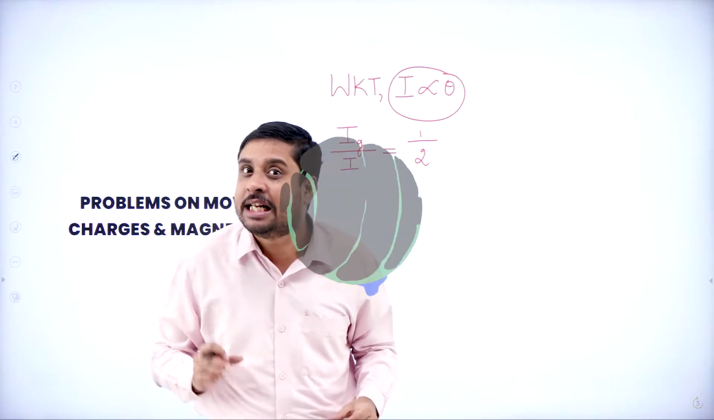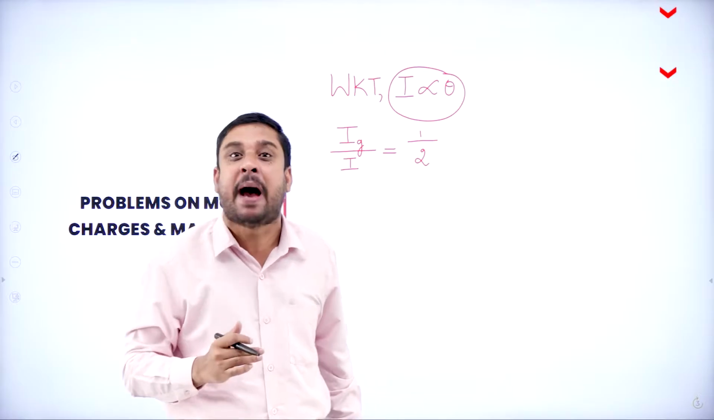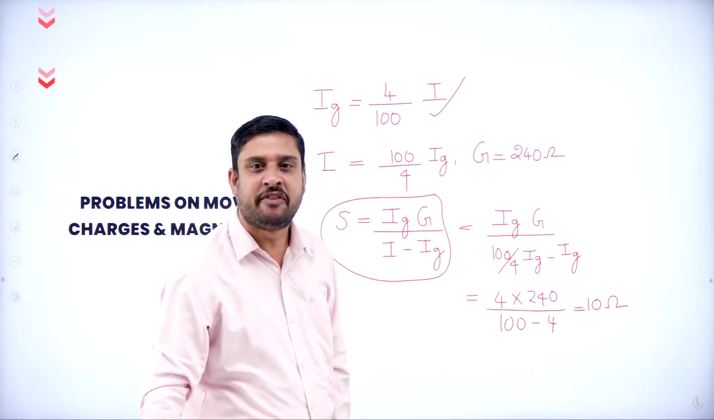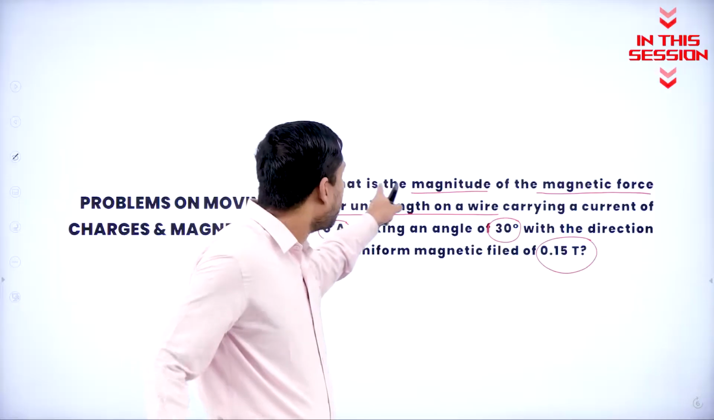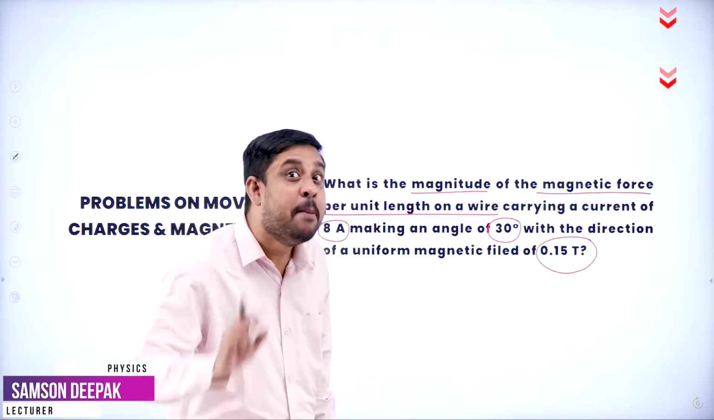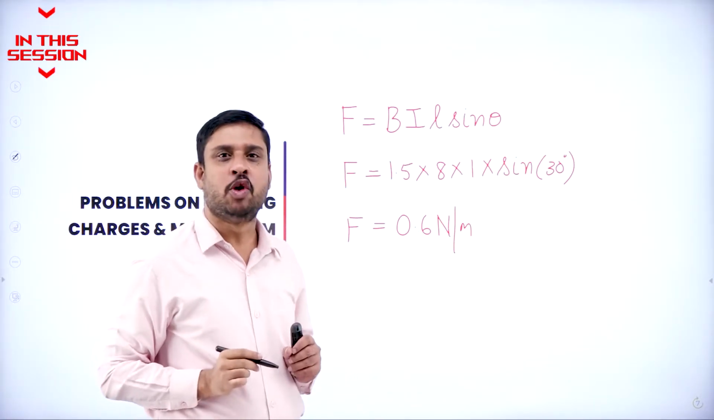Now very clearly galvanometer and S are in parallel. So this is 96. So on simplification, 10 ohm is the answer. What is the magnitude of magnetic force? Newton per meter. How is that? Force is Newton.